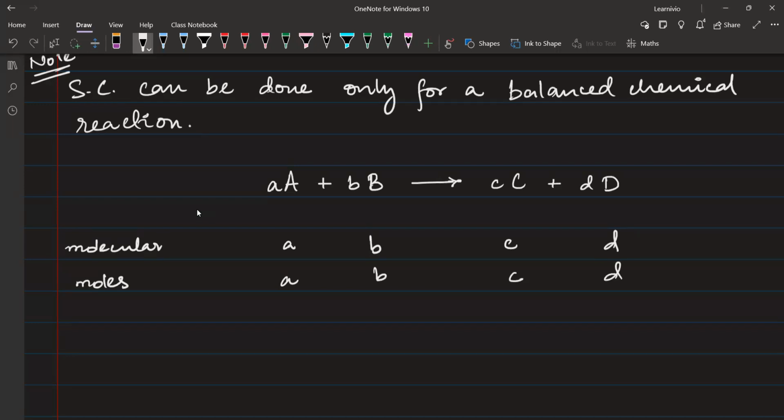The same thing is going to be there if you have volume. But volume is going to be restricted only to gases. If all these species A, B, C, D are in gaseous state, then we can say that A liters of A, B liters of B, C liters of C, and D liters of D. That means when A liters of A reacts with B liters of B, it gives C liters of C and D liters of D. Right? Did everyone understand this?